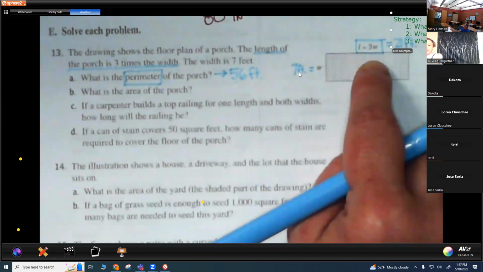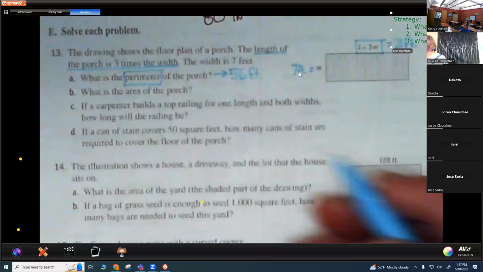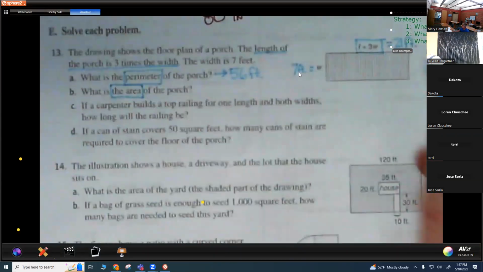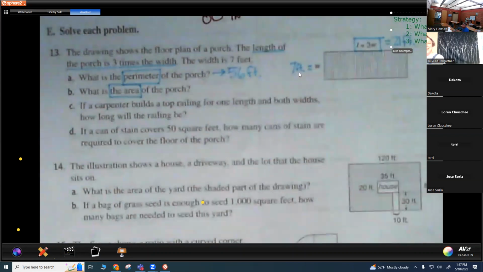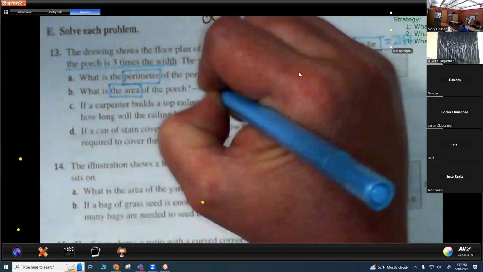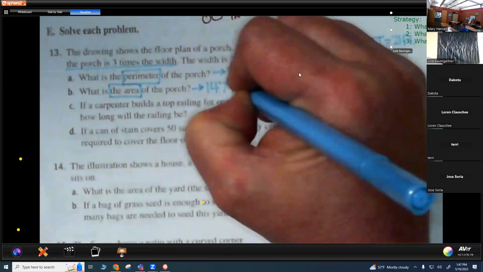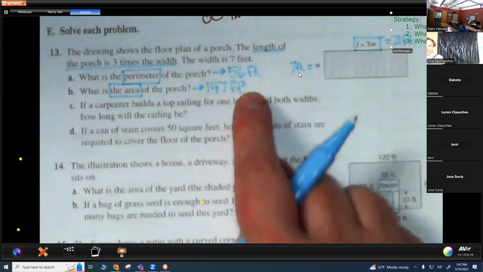Cool. So then now that we know the perimeter and we know our missing dimension, what's the area of our porch? 147, good. Yeah, 21 times 7. What did you say? 147. Oh, 147. I only heard the 47. Good. So remember, right? Area is in square feet.